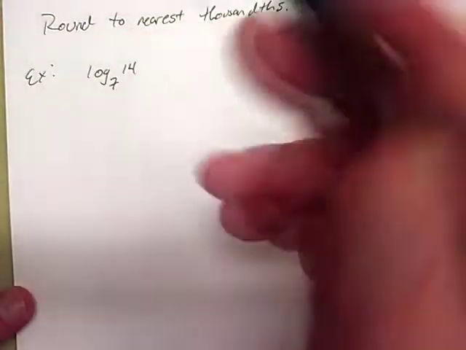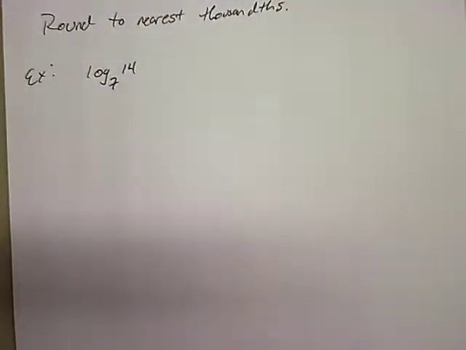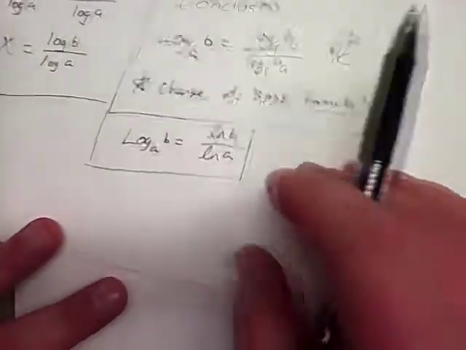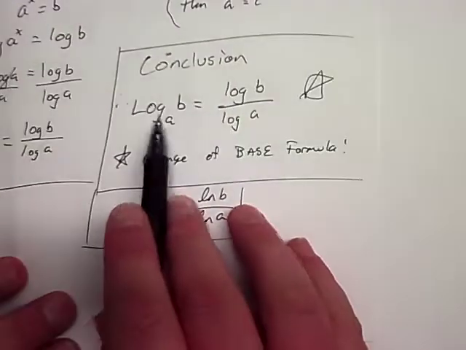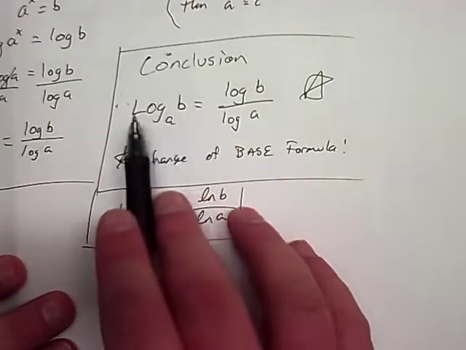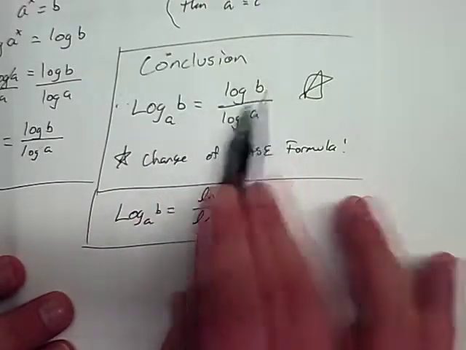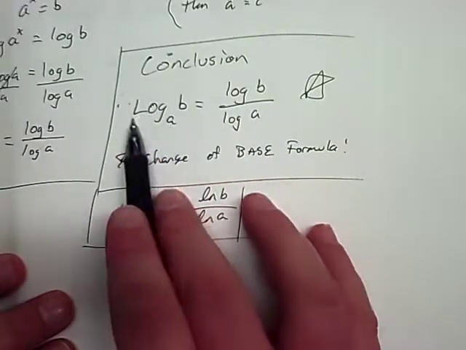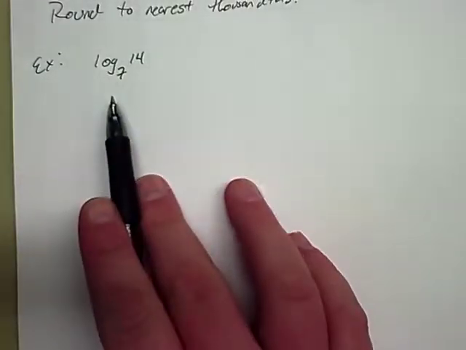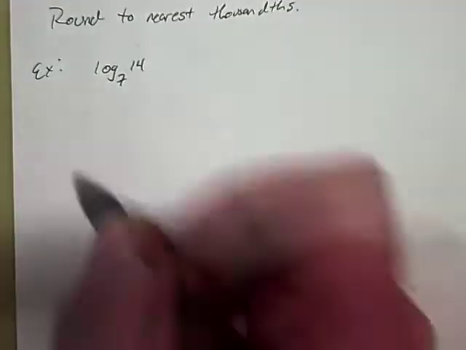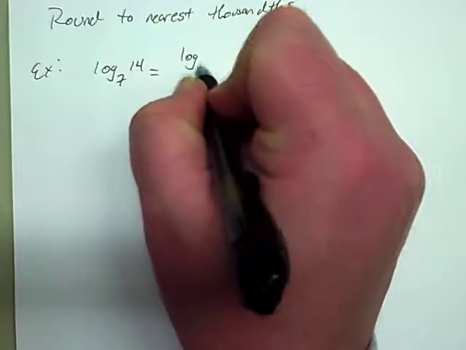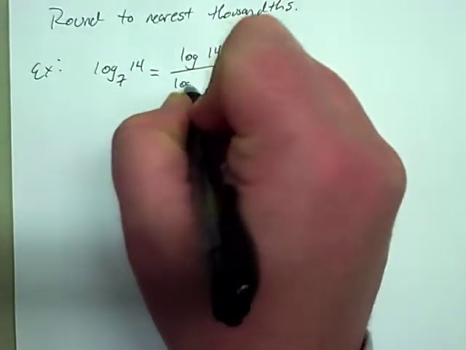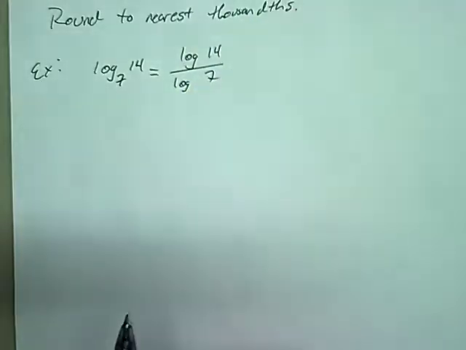Now, I know from the change of base formula, the change of base formula says, log base a of b is log of b divided by log of a. All right, so log of b divided by log of a. So here, I know that log base 7 of 14 is going to turn into log base 10 of 14 divided by log base 10 of 7.